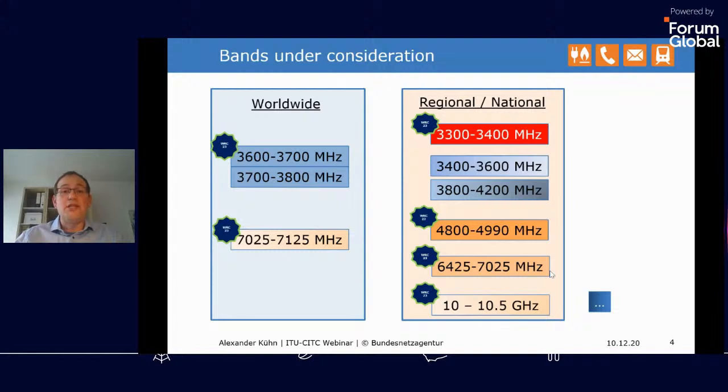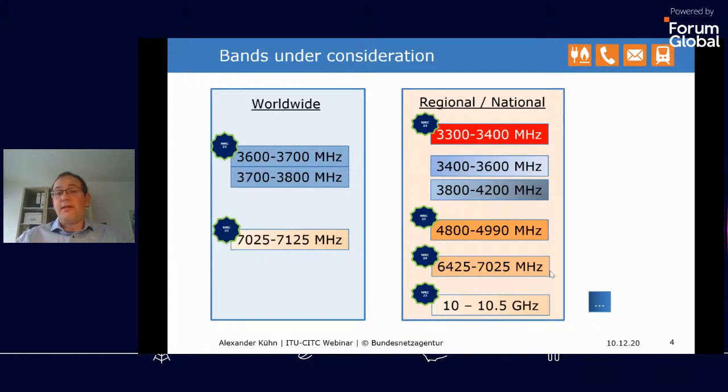Then for the regional and national issues, we have, of course, 3.3 to 3.4, which is at some point in some particular countries a band which may be used for further IMT spectrum, but in Europe and other countries, this is definitely a no-go. I said already 3.4 to 4.2 is a band which may be considered on particular issues, and we need to find a balance here as well.